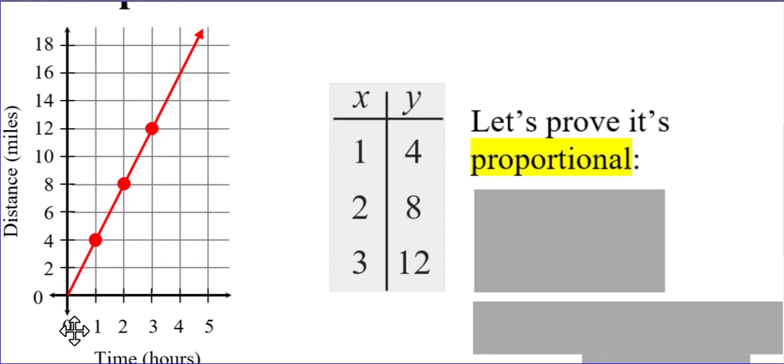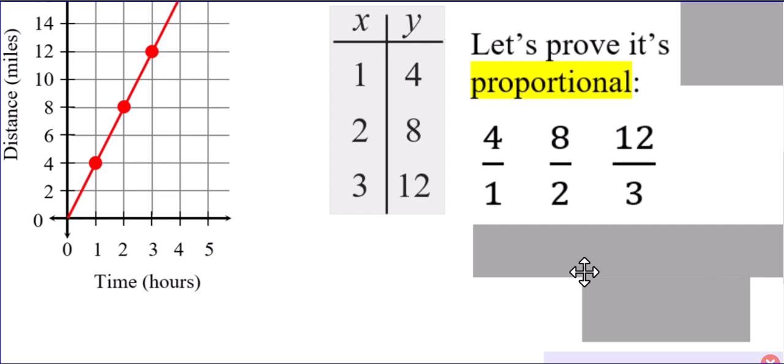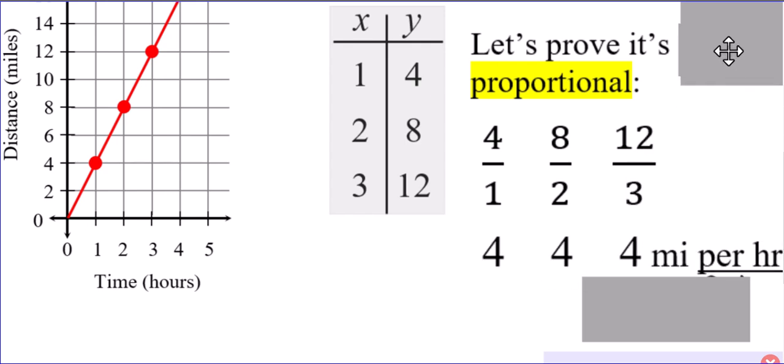You're like, well, Mr. Underkoffler, I need more proof. Okay. Let's take a look at the ordered pairs. We have 1, 4, we have 2, 8, we have 3, 12. Let's prove it's proportional by using the methods that we had done with the table problems from the other packet of guided notes. Let's take 4 divided by 1, 8 divided by 2, 12 divided by 3, and if I get a constant ratio, then it is proportional. Well, look, I do get a constant ratio. This is proving this is proportional.